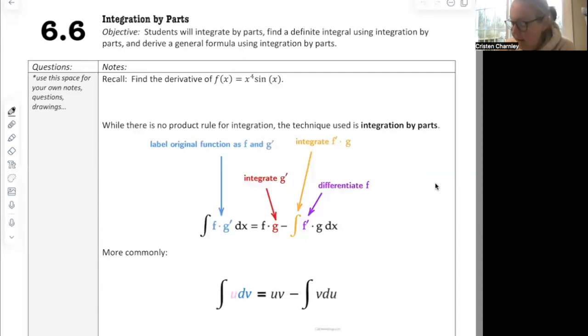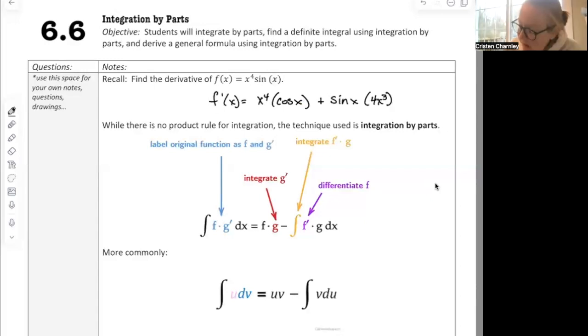When I look at that, I see two different functions. I see x to the fourth, I see sine of x. I know with derivatives, we have something called a product rule. We would say that f prime of x is equal to the first times the derivative of the second plus the second times the derivative of the first.